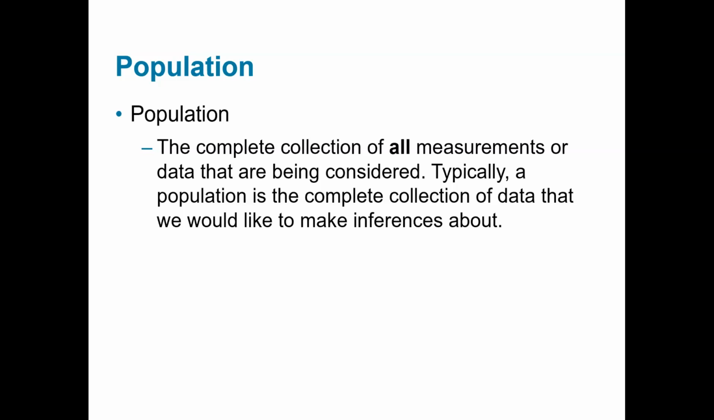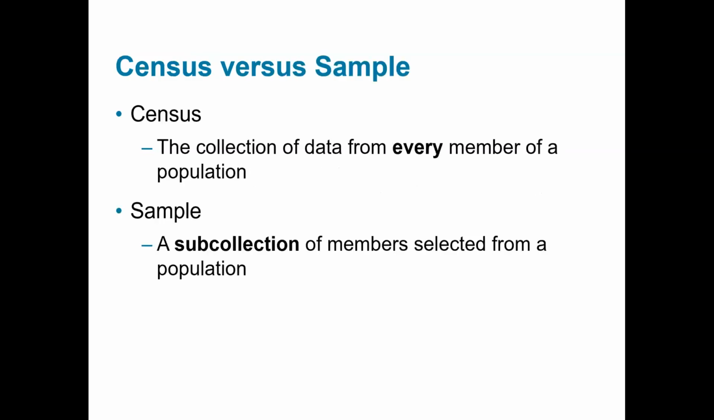So a population is the complete collection of all measurements or data that are being considered. We can't always access the population, but if we do want to access every member of the population, that survey would be a census, the collection of data from every member. But if we can't access every single member of the population, which is more likely, we take a sample, which is a sub-collection of members selected from a population.